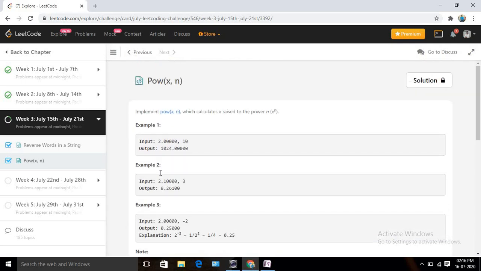Today we are going to solve the 16th of July LeetCode Challenge. So today's problem is Pow(x, n). You basically need to calculate x to the power n, and you will be given two inputs, x and n, right?